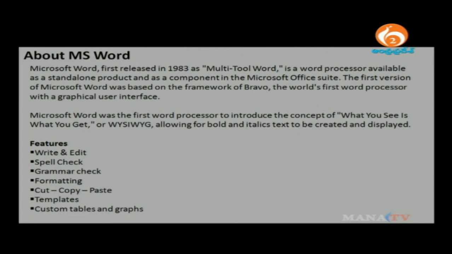So it was first released in 1983 as Multi-Tool Word. It is a word processor available as a standalone product and as a component in the Microsoft Office suite. The first version of MS Word was based on the framework of Bravo, the world's first word processor with a graphical user interface. Microsoft Word was the first word processor to introduce the concept of what you see is what you get. That means whatever you are typing in a document, the way you design something in the document, if you add a picture, the way you design it, that is how the receiver is going to see it.